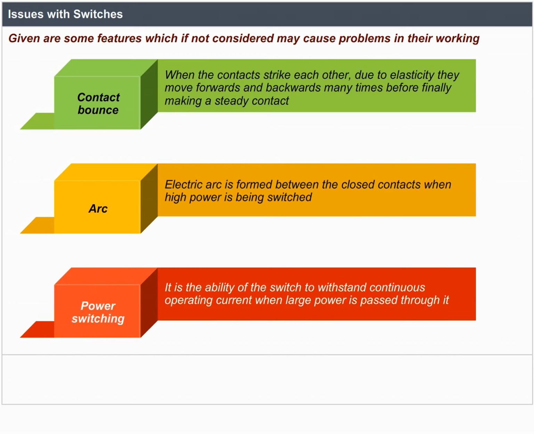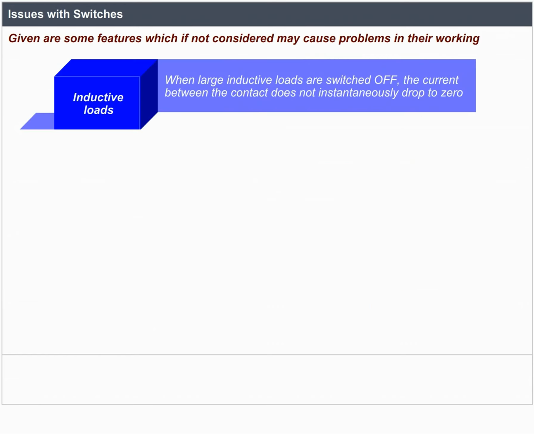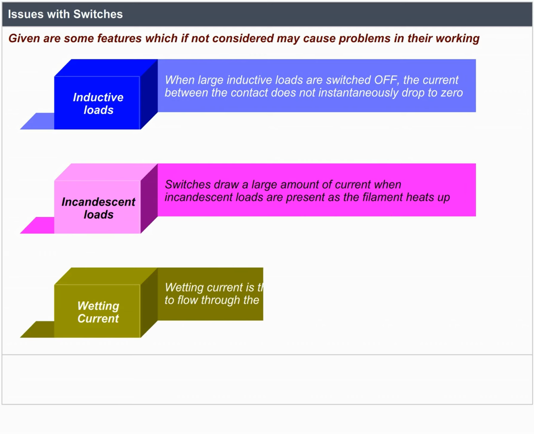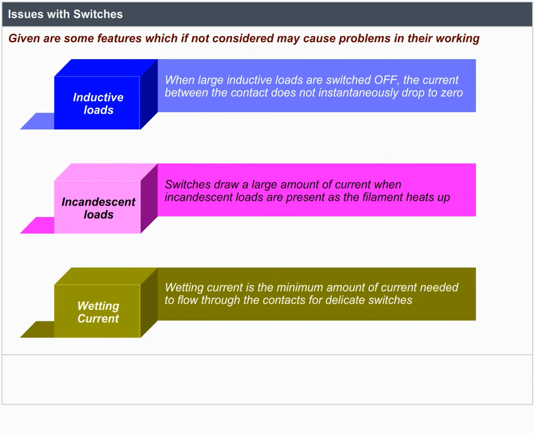Power switching. It is the ability of the switch to withstand continuous operating current when large power is passed through it. Inductive loads. When large inductive loads are switched off, the current between the contacts does not instantaneously drop to zero. Incandescent loads. Switches draw a large amount of current when incandescent loads are present as the filament heats up. Wetting current. Wetting current is the minimum amount of current needed to flow through the contacts for delicate switches.